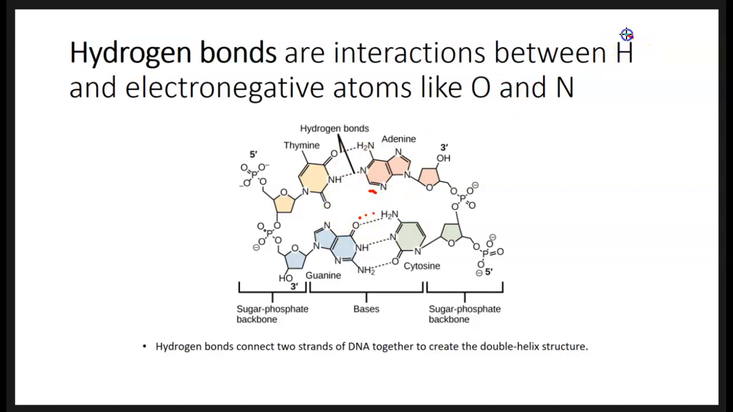Hydrogen bonds are interactions between hydrogen and an electronegative atom like oxygen or nitrogen. There are two important parts of a hydrogen bond: a hydrogen bond donor and a hydrogen bond acceptor. The hydrogen bond donor is an electronegative atom that has a hydrogen to give, like this nitrogen with the hydrogen attached to it here. A hydrogen bond acceptor is an electronegative atom without a hydrogen, like this nitrogen here. And a donor and acceptor can form a hydrogen bond pair.